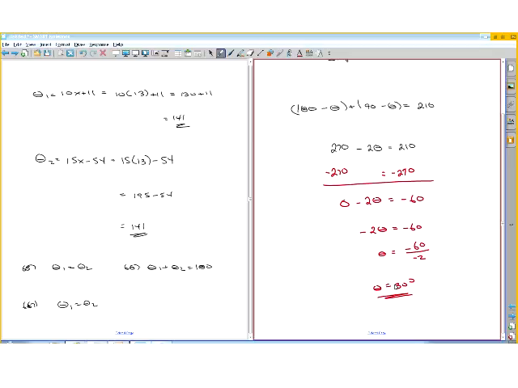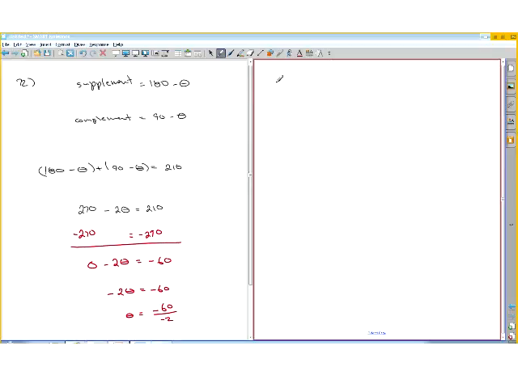So theta is equal to 30 degrees. So that is the answer, 30 degrees. So you can see 180 minus 30 is 150. 90 minus 30 is 60. 150 plus 60 is 210.